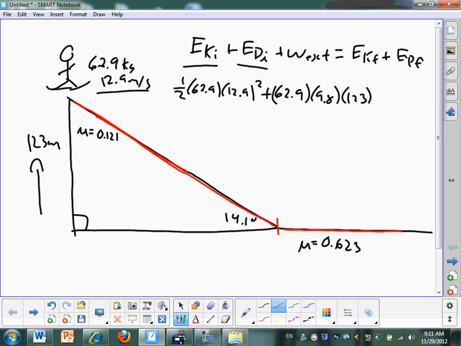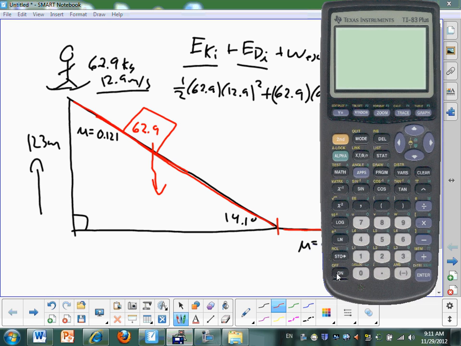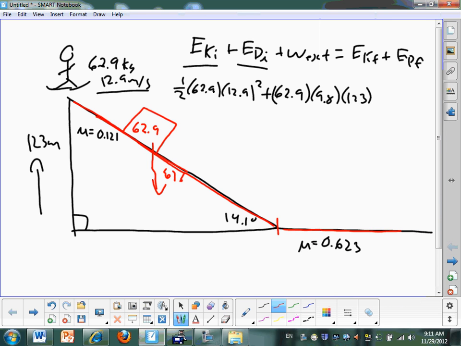How would I calculate the frictional force on an incline? I'm going to calculate the force of gravity going straight down. Force of gravity on the incline, 62.9 times 9.8, is 616.42 newtons going straight down. But when we're on an incline, not all the force normal is going to go straight up and down. Some of the force normal is going to go that way.